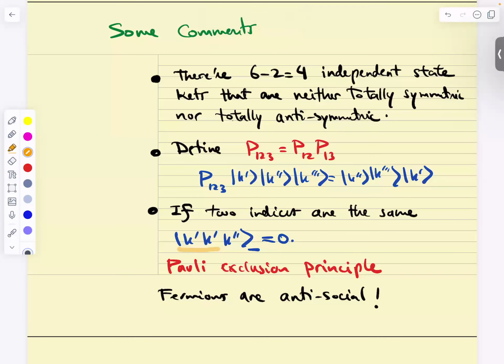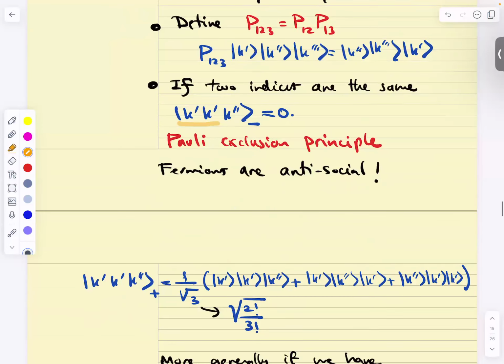Bosons are exactly the opposite in a sense. The extreme case is when they all pile up on top of each other on the same state. That has a name. We see that in experiments. It's called Bose-Einstein condensate. All right, I have to speed up.